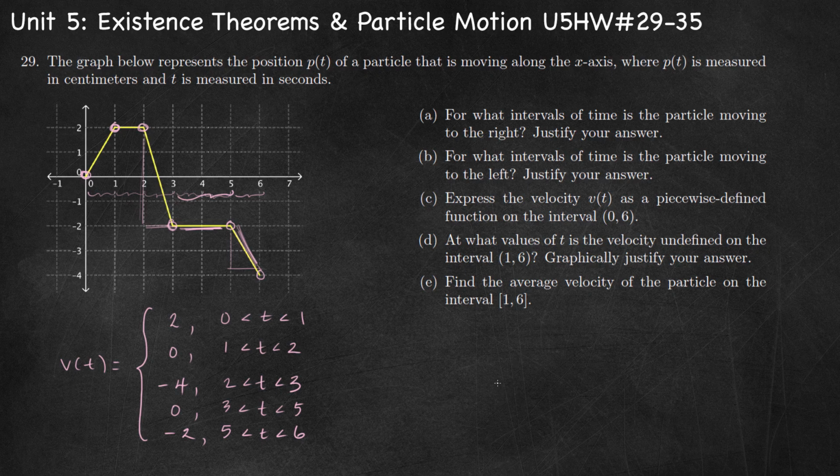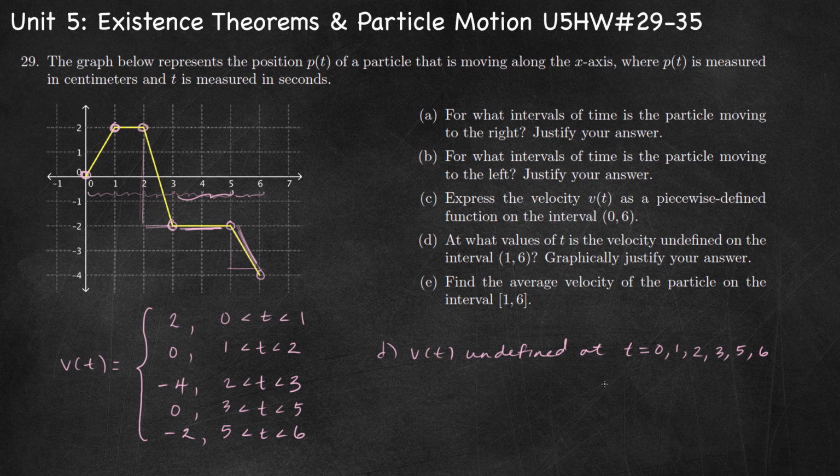Part D, at what values of t is the velocity undefined on the interval from 0 to 6? So I mentioned that already. It's undefined at the endpoints. So V of t is undefined at t equals 0, it's an endpoint, and then all my corner points, 1, 2, 3, 5, and my other endpoint, 6.